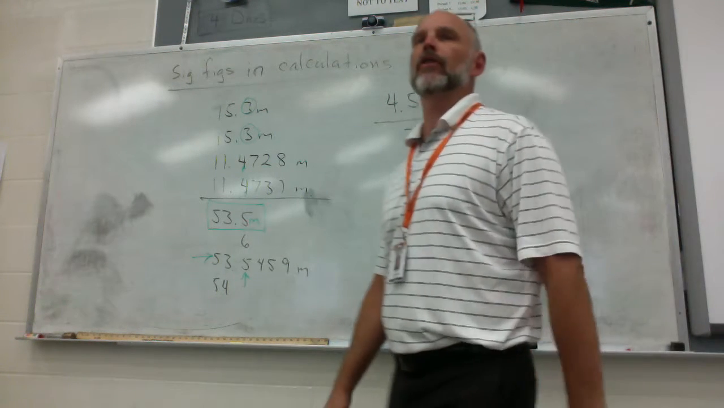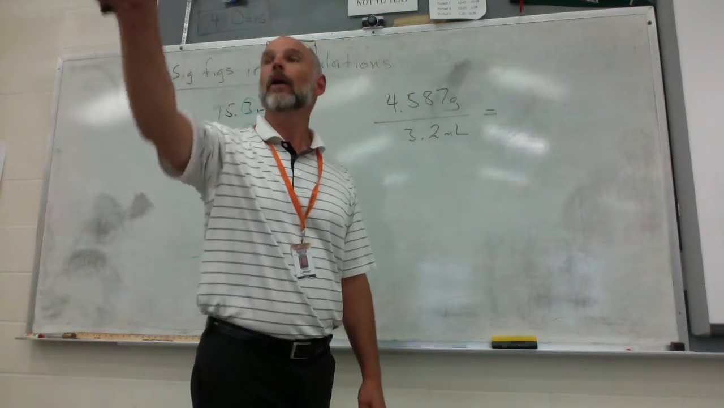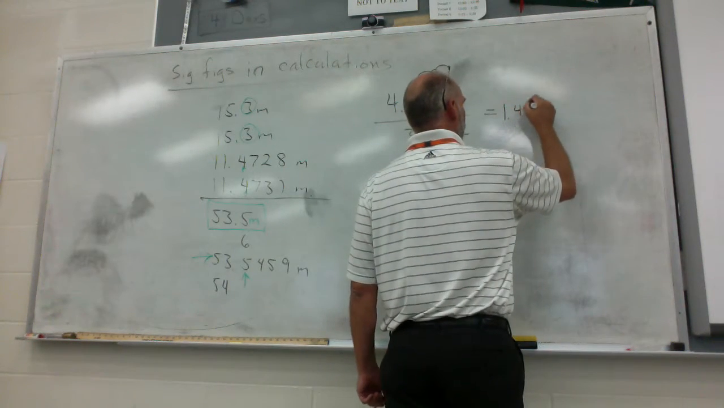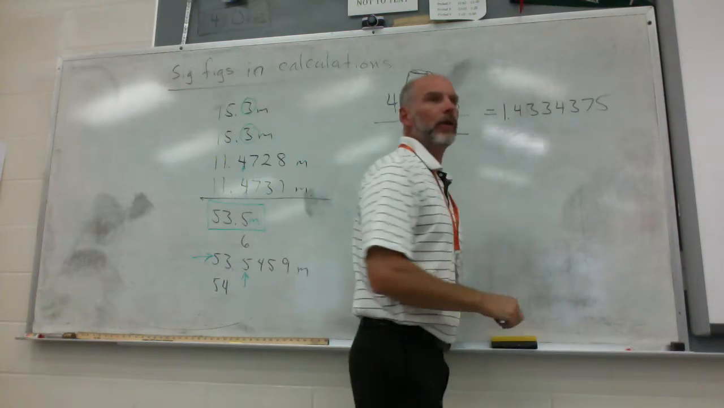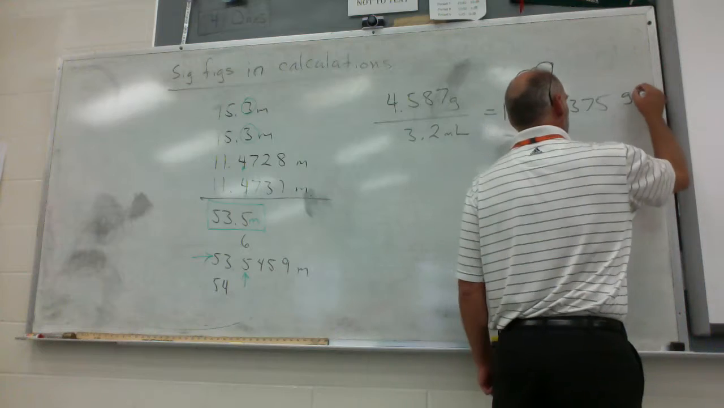All right, anyone want to offer up? Well, you know what, let's do this. Just tell me what's on your calculator. Do you have what's on your calculator available? Yeah, it's 1.433437.5. And unit, everyone. Grams per milliliter. Excellent.